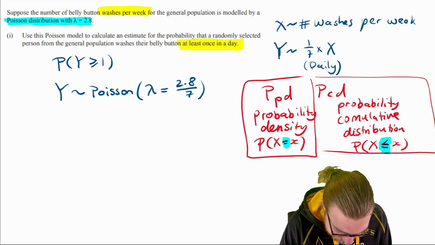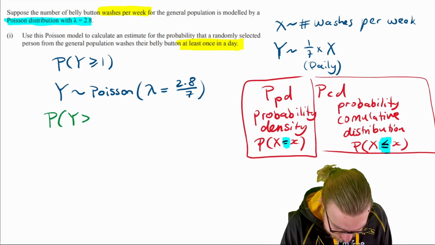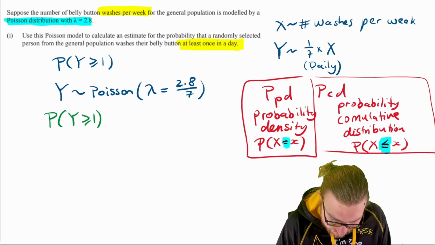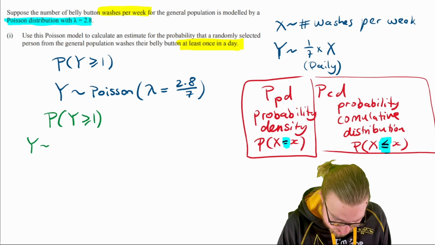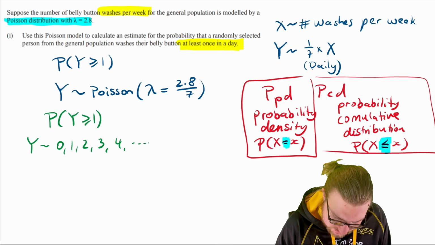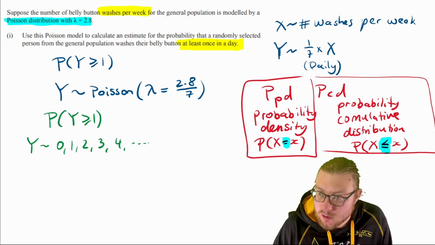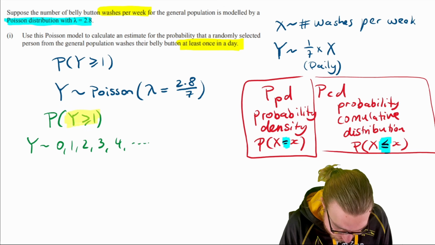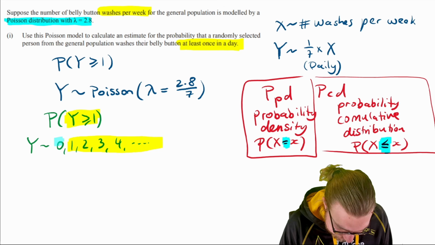So let's have a look at what we have here. We have the probability that y is greater than or equal to 1. We can't do greater than, so we're going to have to think a little bit. Poisson means we have a discrete distribution. That means the values that y can take on are 0, 1, 2, 3, 4, and so on until infinity. So we only have whole numbers starting with 0. Here, for greater than or equal to 1, that's all of these numbers.